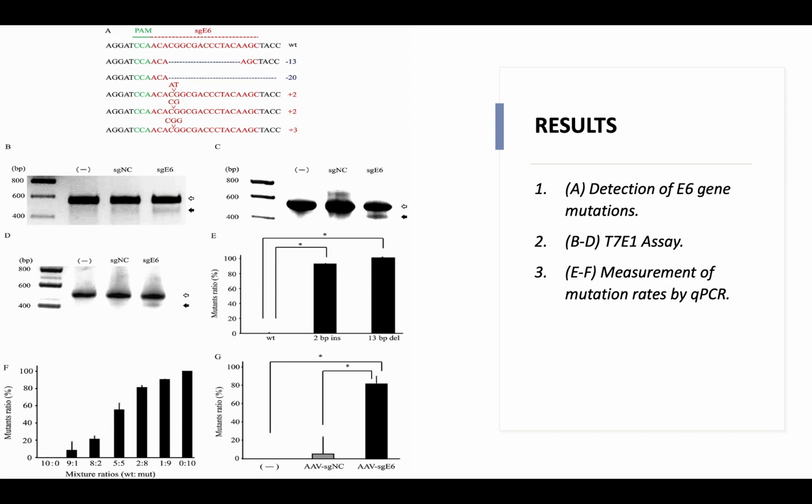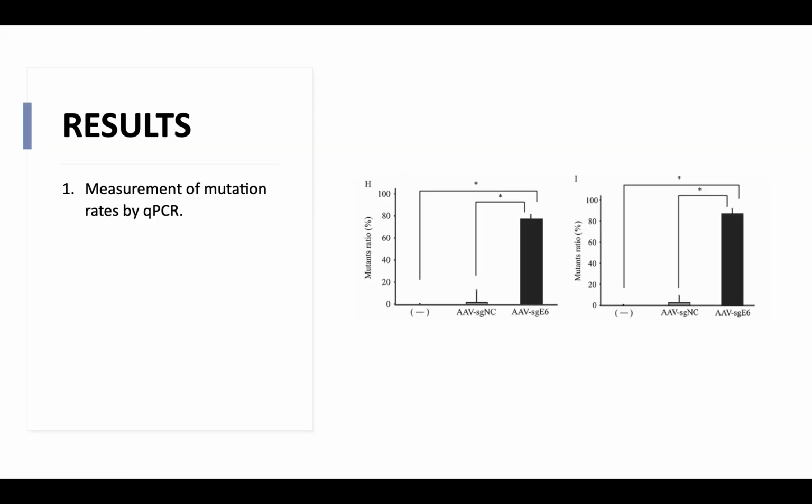In addition to that, mutation rates increased with an increasing proportion of mutated plasmid vectors, and this rate was equivalent to the proportion of the mutated vectors in the plasmid mixture. The rate of E6 mutation was measured using the same method. Mutation rates were estimated to be 82% for HeLa, 77% for HCS2, and 87% for SKG1. This is just a continuation of the previous slide showing the mutation rates for the last 2 cancer cell lines.